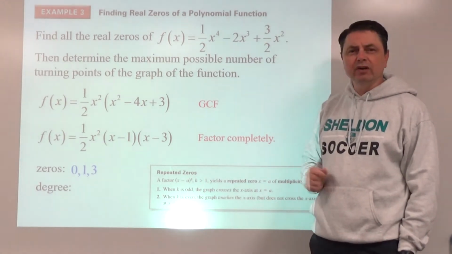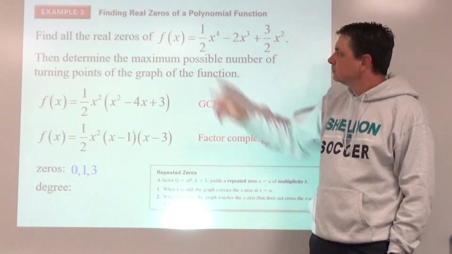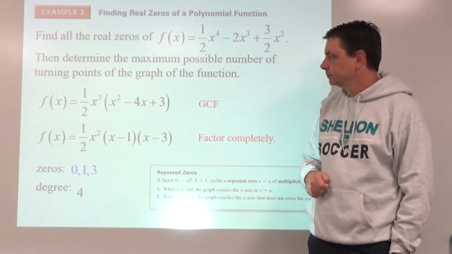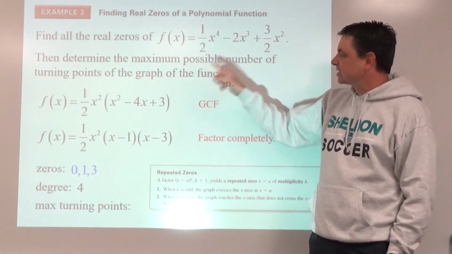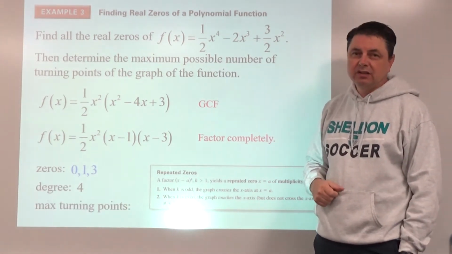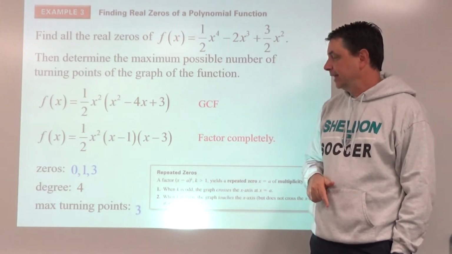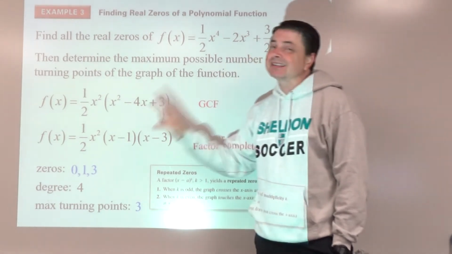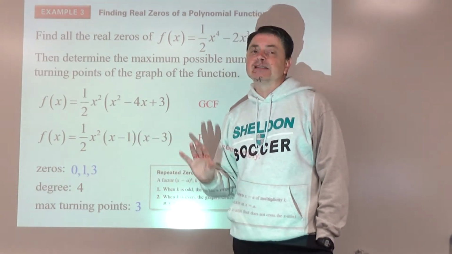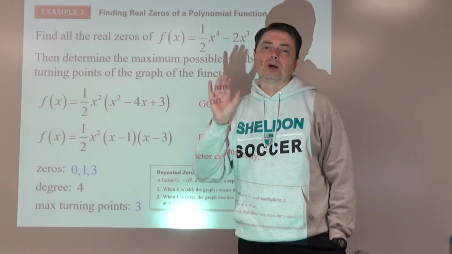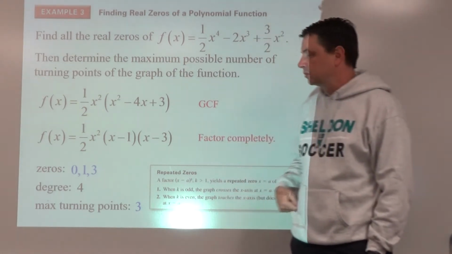What is the degree of our function? 4. So what is the maximum number of turning points? Since it's degree 4, one less than that makes 3. Doesn't mean that that's how many turning points it has. For a 4th degree function, what is the maximum number? That's the maximum number.